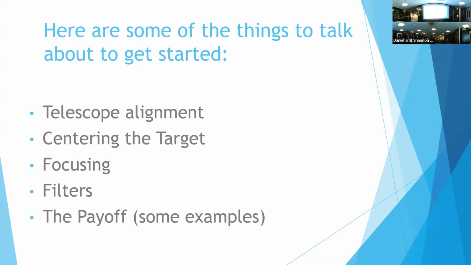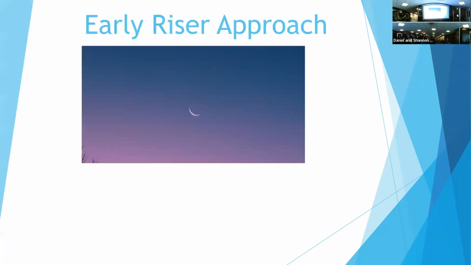Okay, early rising approach. It's a nice picture of the crescent moon. But the idea is, if you want to observe a planet during the day, it's a good idea to get up before sunrise and set up the telescope, make sure it's aligned. Put up the tripod and the scope, make sure of the polar alignment, and you can see the stars, then you can check to make sure there's no drifting north or south.